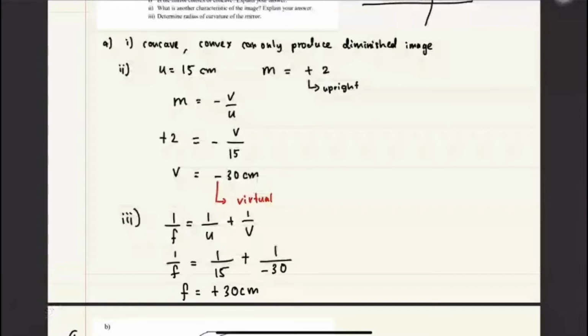Saya kira ni 15 tolak 30, so 1 per 30, betul kan? So R dia adalah 60. Okay, kalau F tadi ada negatif, okay, kamu nak masuk R sebagai negatif pun tak ada masalah. Bawa dia ke bawah. Okay, that one's for question 9A. Faham ke tidak? Faham, sir. Okay, so moving on to the next one.